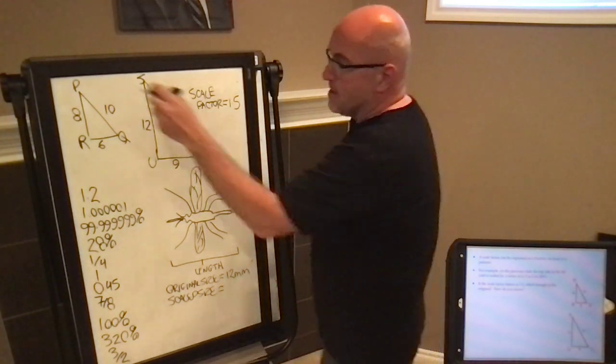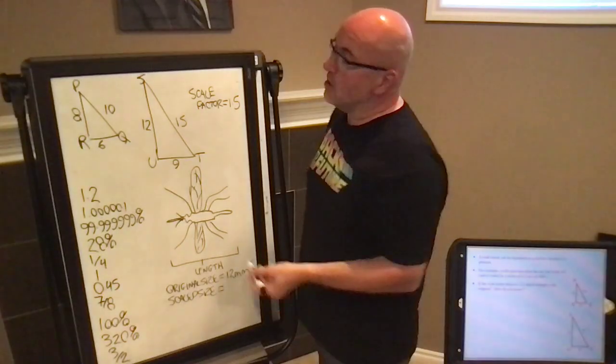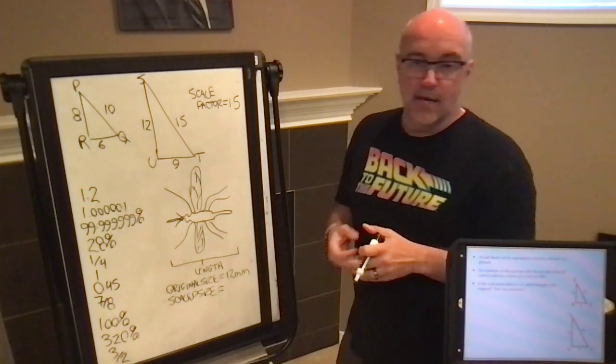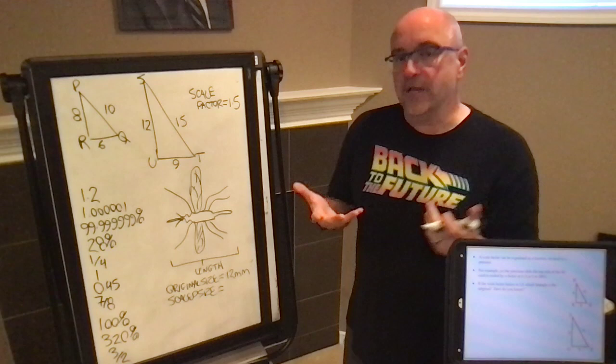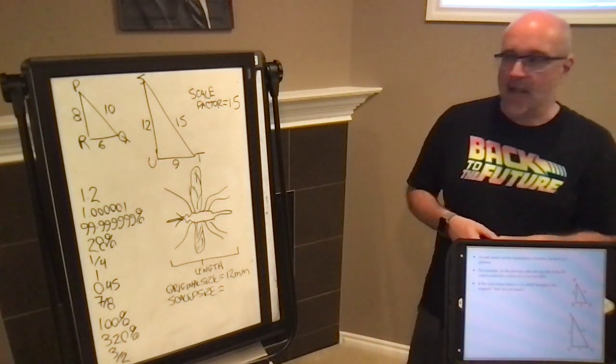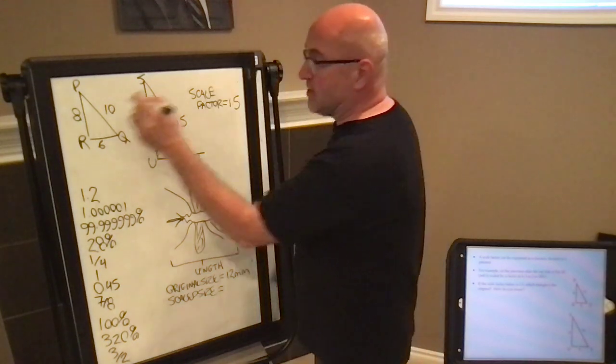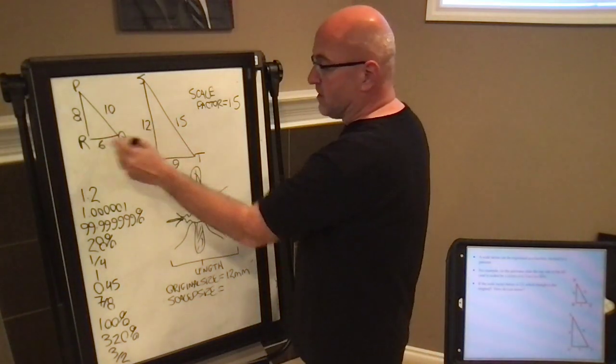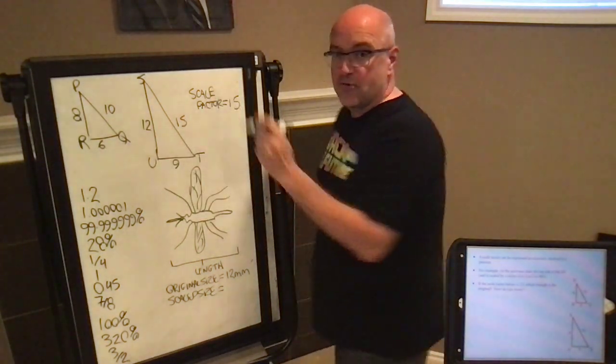I've got my PRQ triangle, which is essentially equivalent to my SUT triangle here. You'll notice that my one side is 8 and it goes to 12, my 6 goes to 9, my 10 goes to 15.